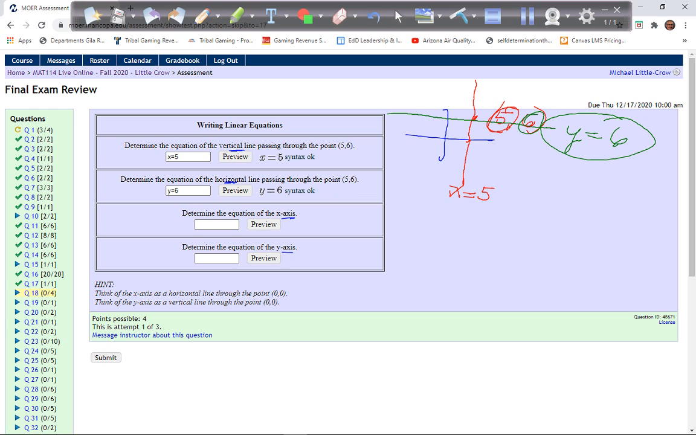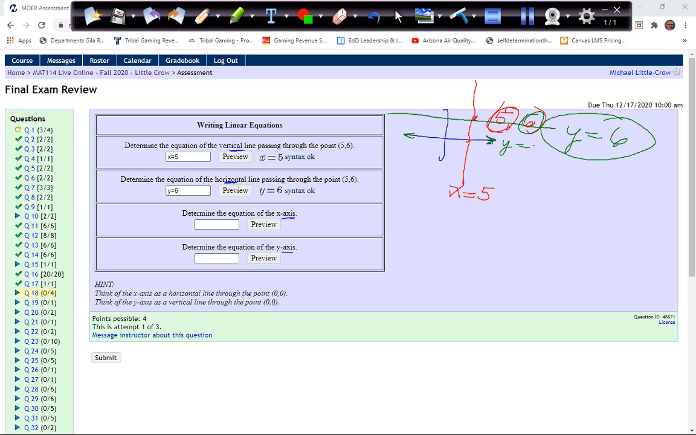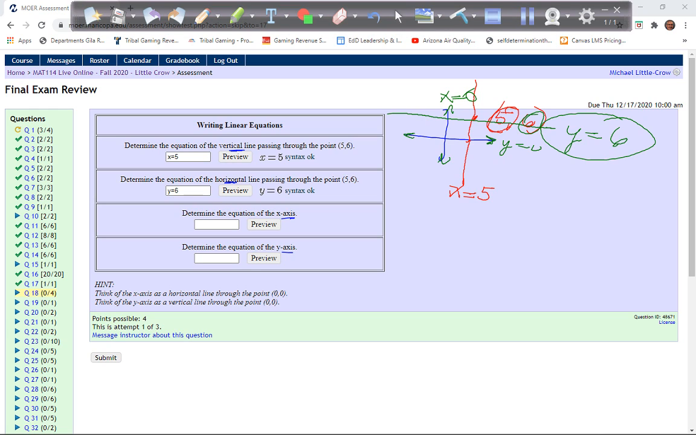So what's the x-axis going to be? Well, the x-axis is right here, right? So that's a horizontal line. It's got to be y equals something. It's got to be y equals 0, because it hasn't gone up or down. And the y-axis itself is a vertical line, so it's got to be x equals what? Well, it's going through 0. It's got to be x equals 0. Okay, so we'll put those two in there.